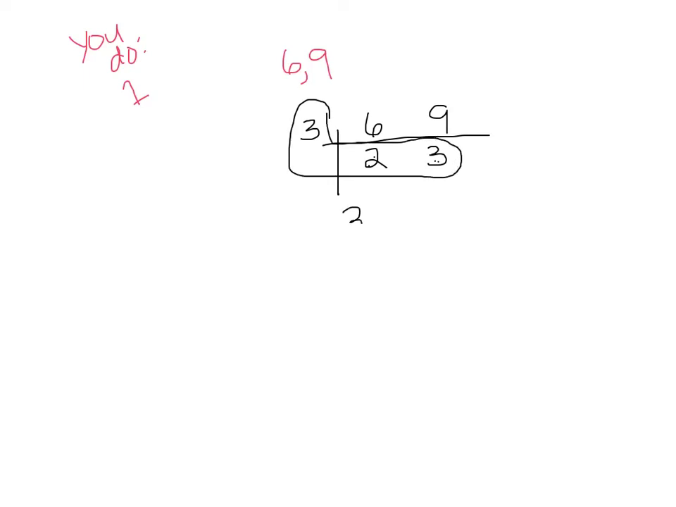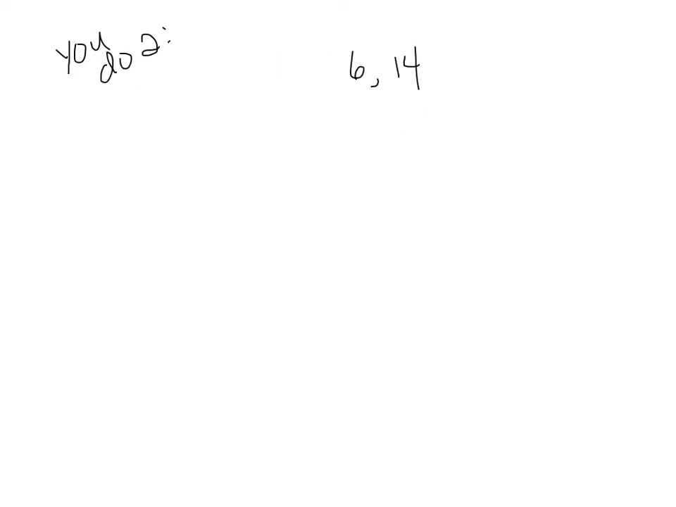Multiply the L. 3 times 2 is 6. Bring down that 3. 6 times 3 is 18. The LCM for 6 and 9, the lowest common number they would meet at, is 18. And we'll do one more you-do. You-do number 2.